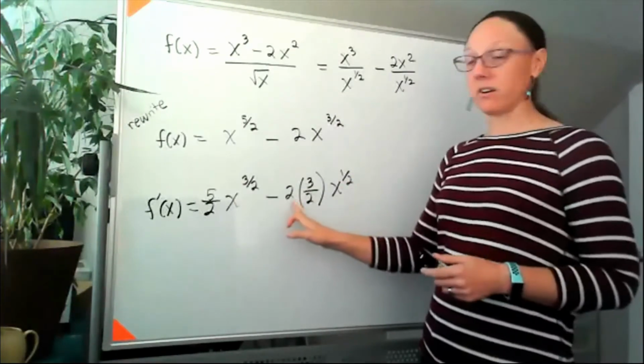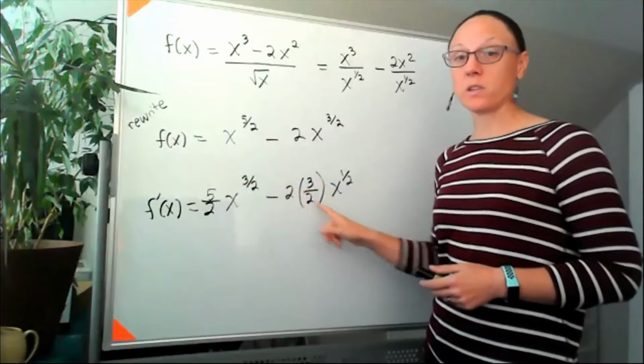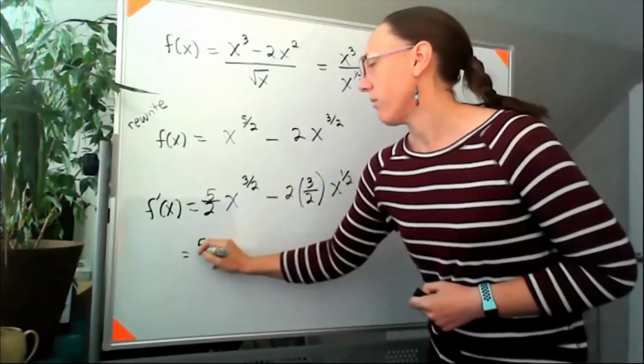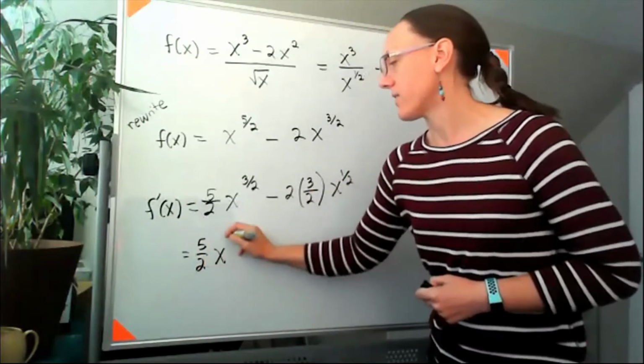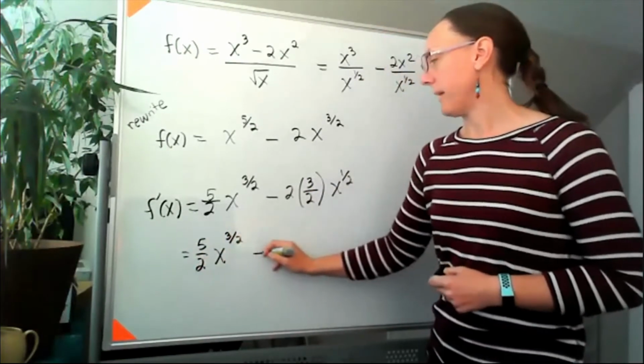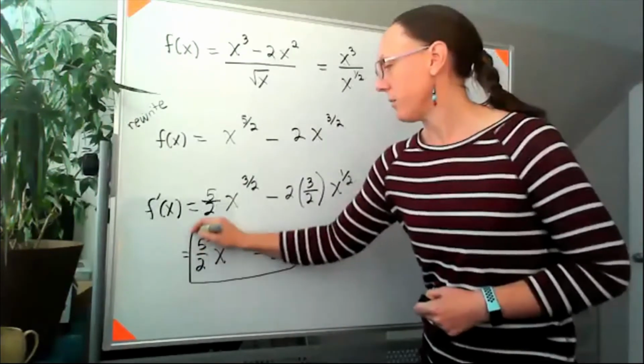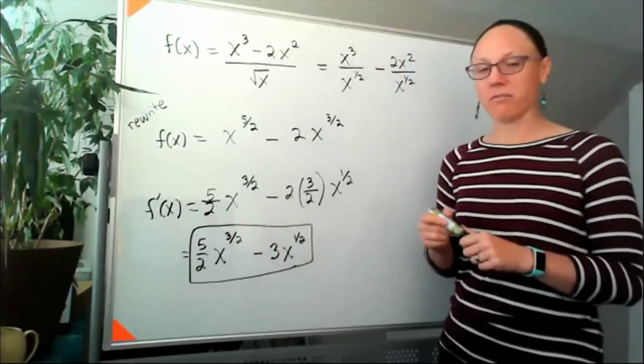If we want to, here, the 2 times 3 halves, those 2's are going to cancel out, leaving me with a 1. So I end up with 5/2 x to the 3/2 minus 3 x to the 1/2. And that's going to be, I think, the most simplified form for the derivative.